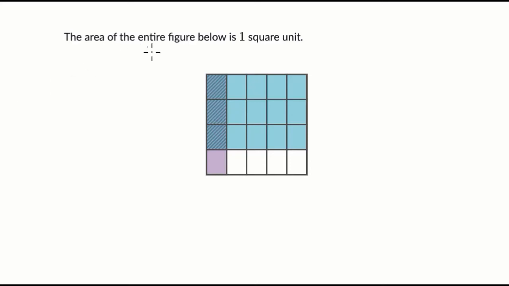So we're told that the area of the entire figure below is 1 square unit, so that's this square right over here. And then we see the square shaded in very interesting ways. It looks like we have this purple column shaded in, and then we have these 3 blue rows shaded in, and then this little pattern here looks like the overlap of those two. And what I will tell you is that this is an area model that's representing the multiplication of 2 fractions.